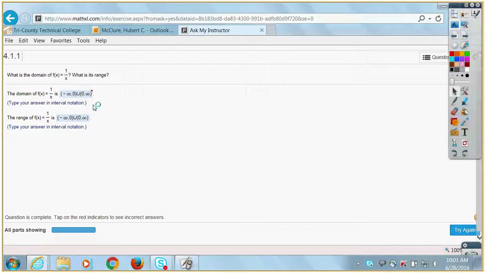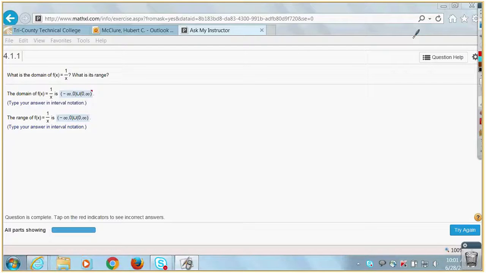This question comes from homework 4.1, in other words, chapter 4, section 1, number 1 online. It says, what is the domain and what is the range? Well, this is a function that looks, as I say, like a half volcano. I call it a half volcano.